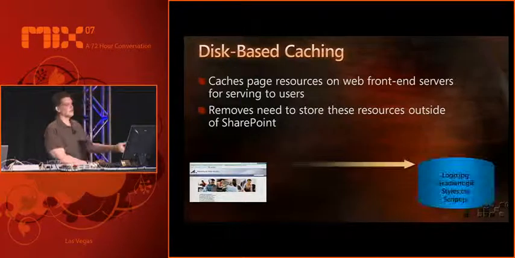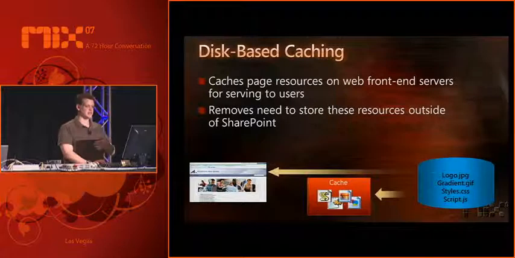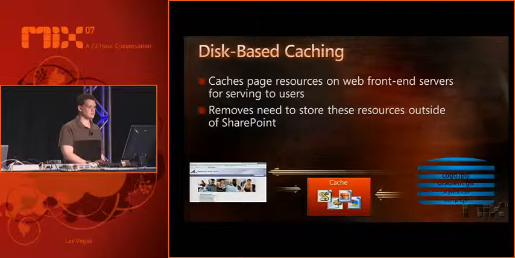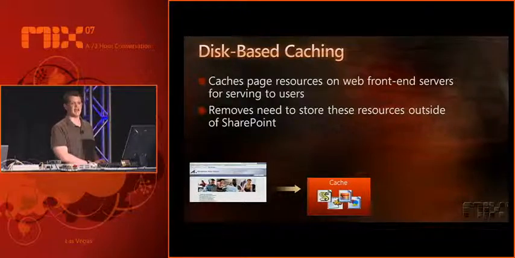Similar to the last example, the request comes in for specific files. In this example, there's some JavaScript, some images, and some CSS. Those files are then pushed back onto the web front end's local file system. And then the subsequent request for those files is all serviced directly from the cache.